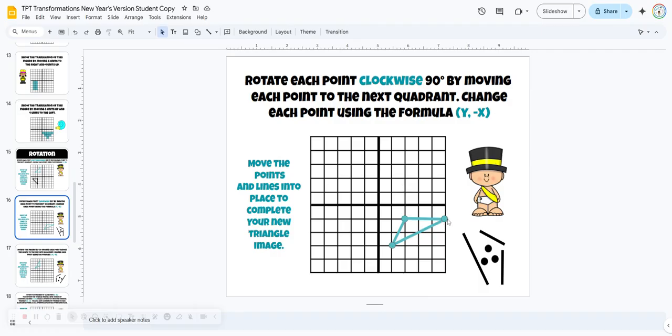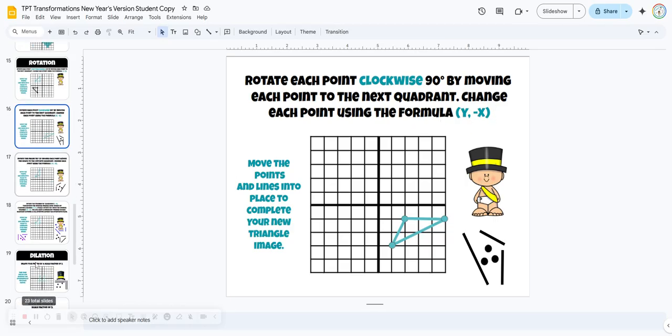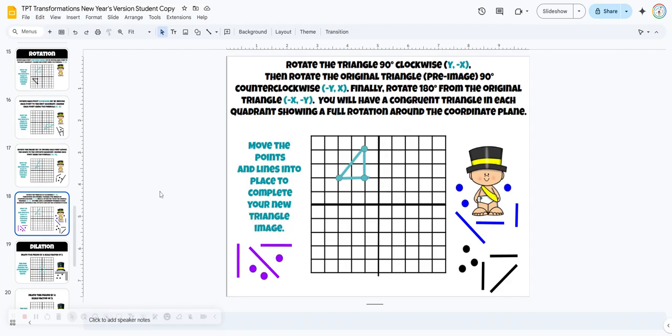The next is a different triangle, a little bit different shape. This one we're going to be moving clockwise 90 degrees, so that would put it also in quadrant 3. Again, take each one of the points, the coordinates, and change the coordinates using this formula. And then the final rotation, we're going to be showing 3 different rotations of this shape, all 3, one in each of the quadrants around the origin.